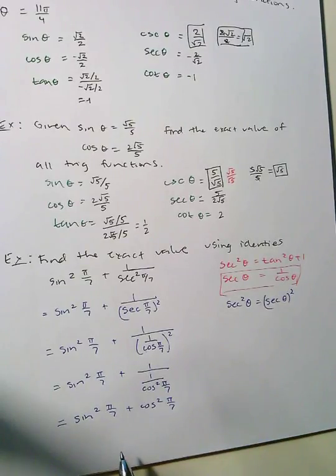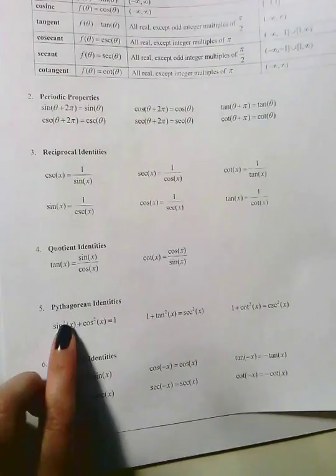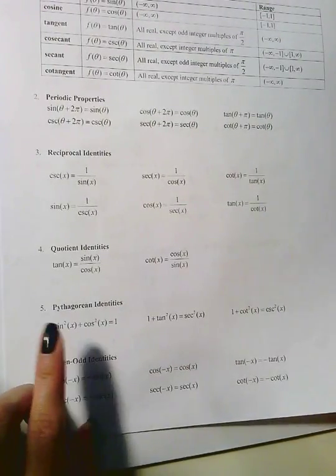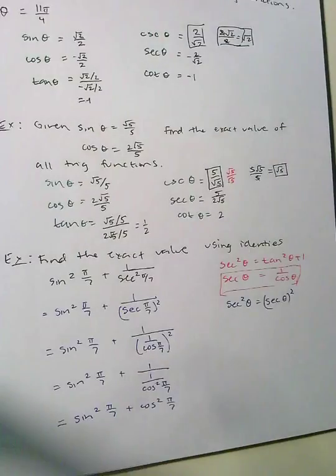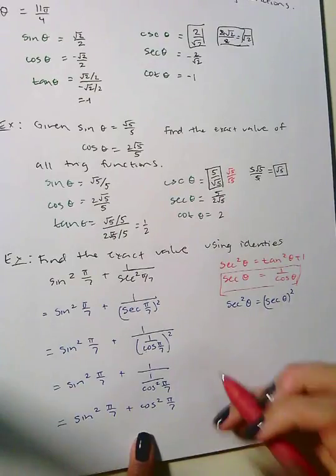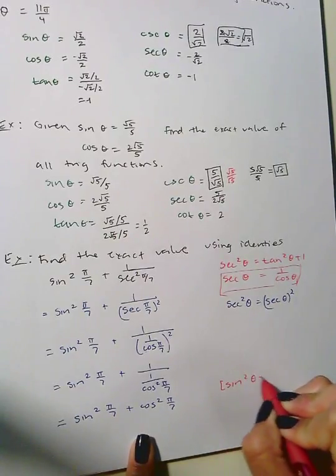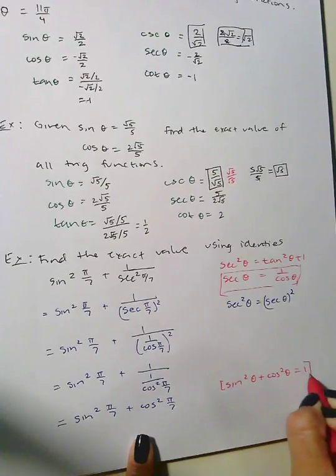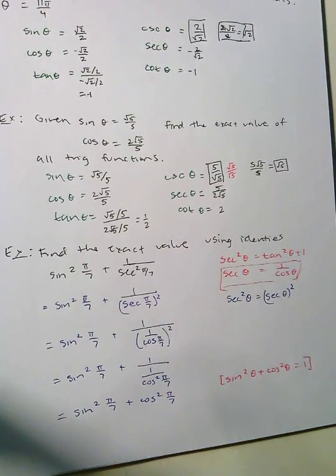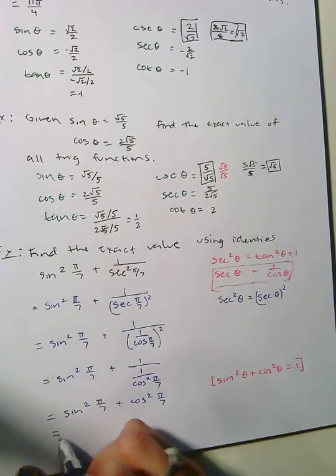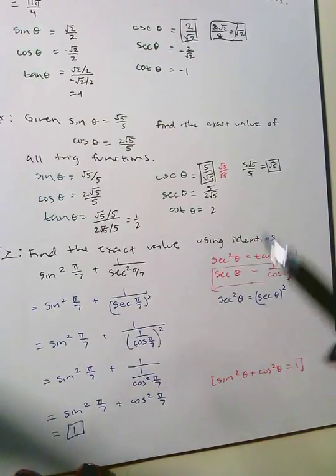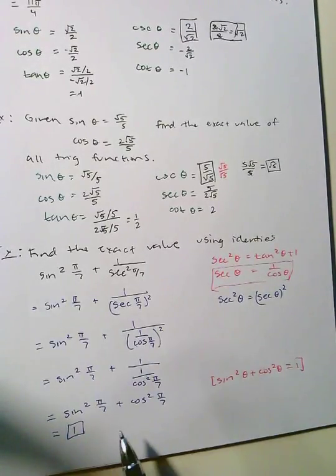So now we're going to use another identity. The only identity that we have that combines sine squared and cosine squared is the Pythagorean identity. Sine squared plus cosine squared is equal to 1. So in this section, again, we're going to use sine squared of theta plus cosine squared of theta is equal to 1. In this case, theta is equal to pi over 7. This angle can be anything that we want it to. As long as they're the same angle, this is still equal to 1. So the exact value of this expression is actually just equal to 1.